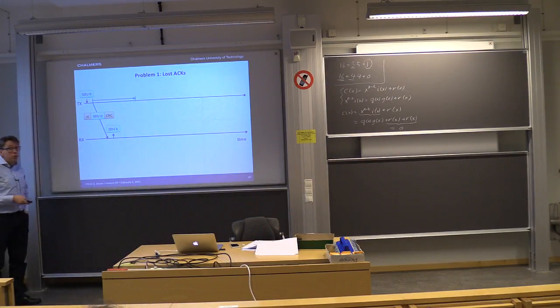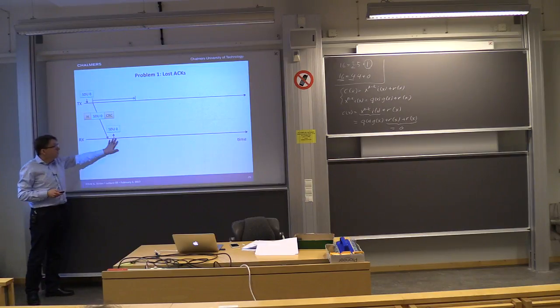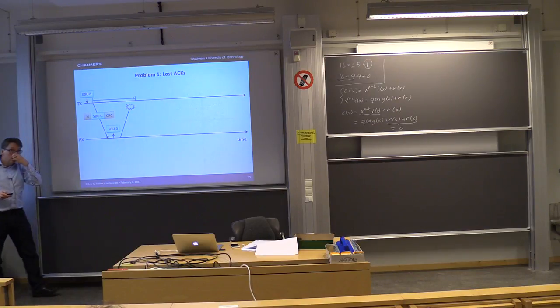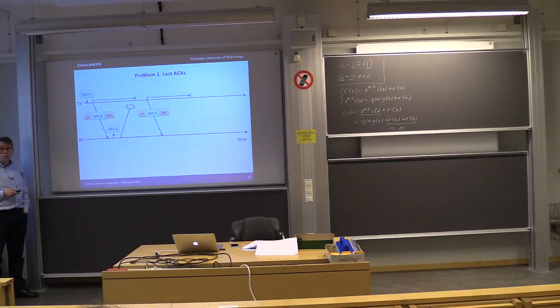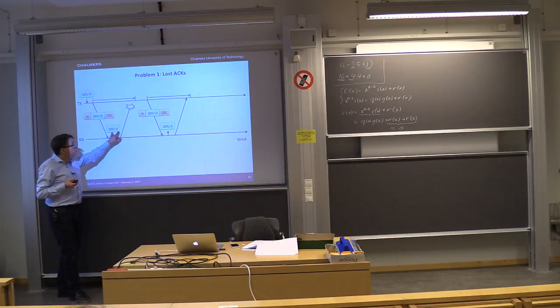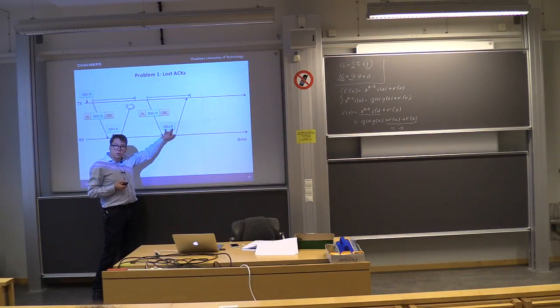Okay. So what happens here then? Problem number one, when we lose ACKs here. Suppose everything went well here, and then we transmit an ACK, but it's lost. So what is the transmitter going to do? Resend, exactly. So it resends here. What's the receiver going to do? It's going to accept it, right? You see the problem? What's the problem here? Duplicates.